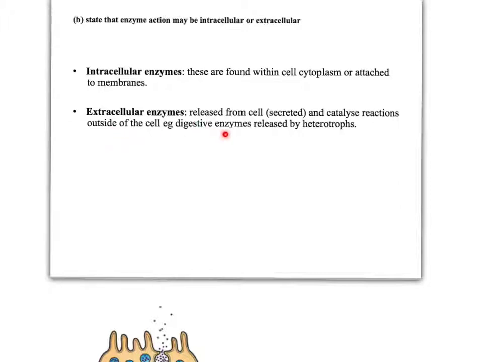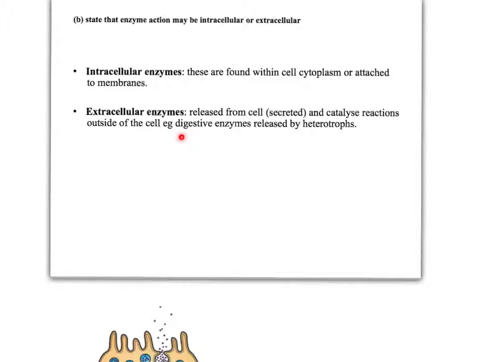The key example we have is digestive enzymes, so that's starch digesting enzyme amylase. It would be a very good example of an extracellular enzyme produced in a cell in the salivary gland, released into the salivary duct, which then goes into the mouth where it digests starch.